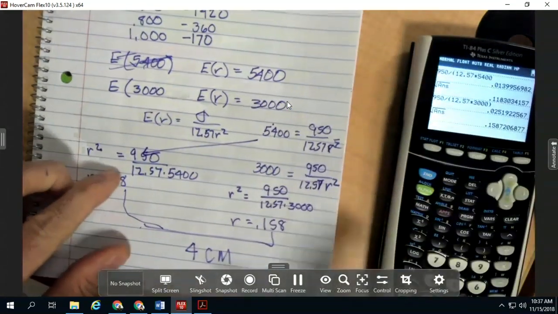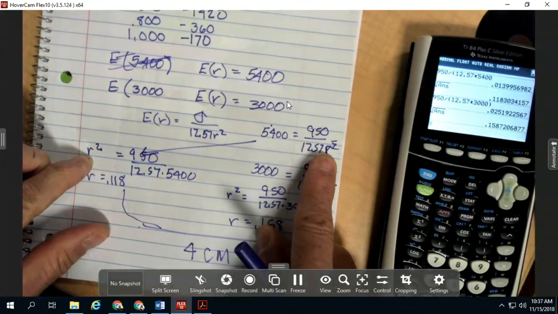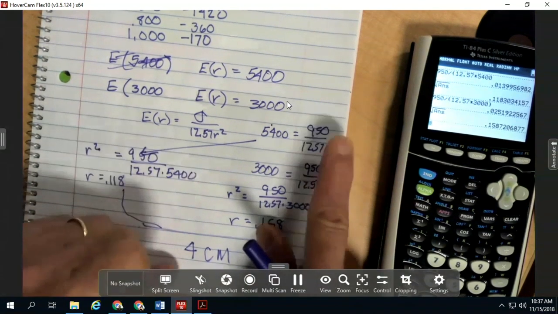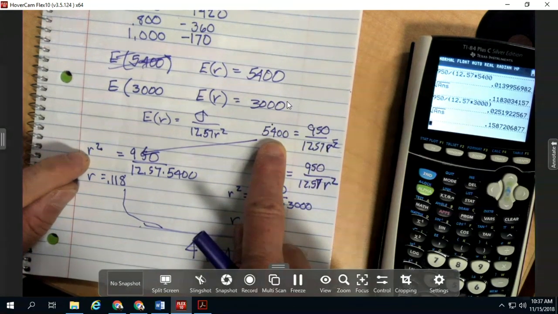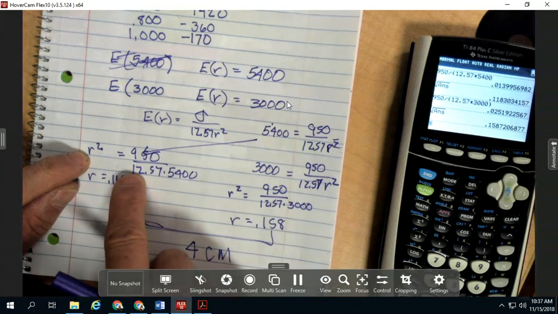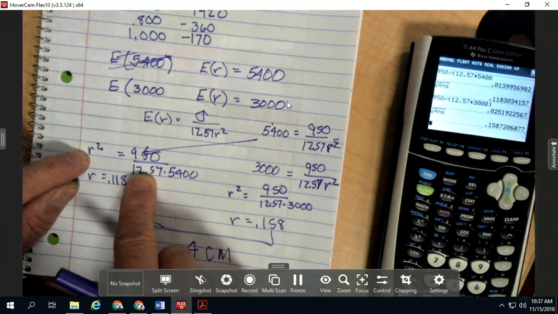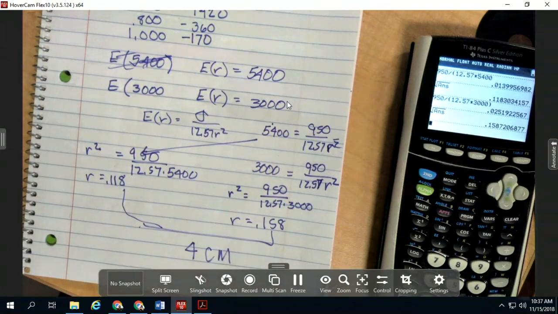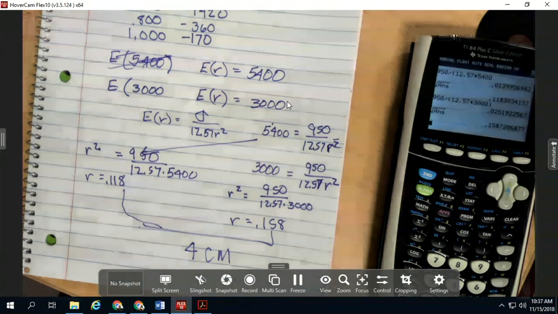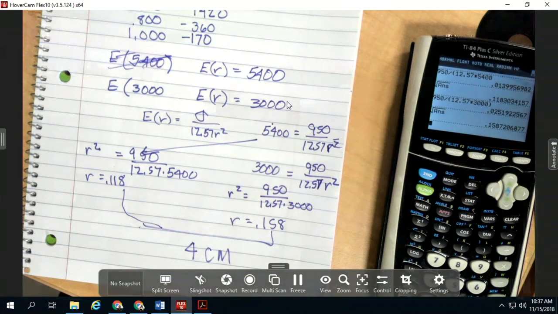So what I did first is I multiplied both sides by r squared. So if I multiplied this side over here by r squared, the r squared will cancel. But then I had 5,400 r squared. So instead of saying 5,400 r squared, I took 950 divided by 12.57 and just moved the 5,400 to the bottom of that other side. So basically I switched the position of the r squared and the 5,400. And I did the same thing here, switched the position of the r squared and the 3,000.